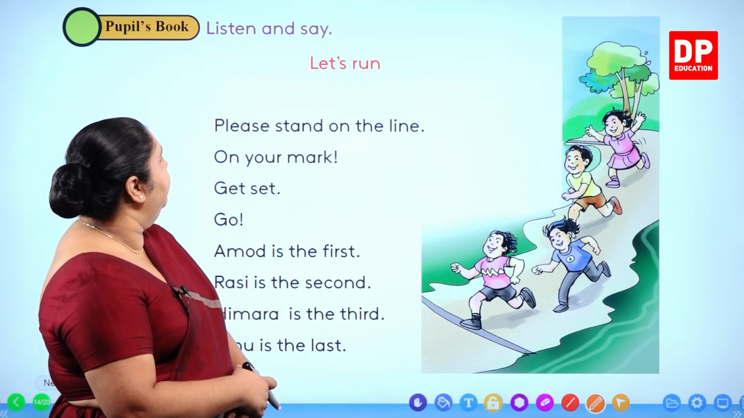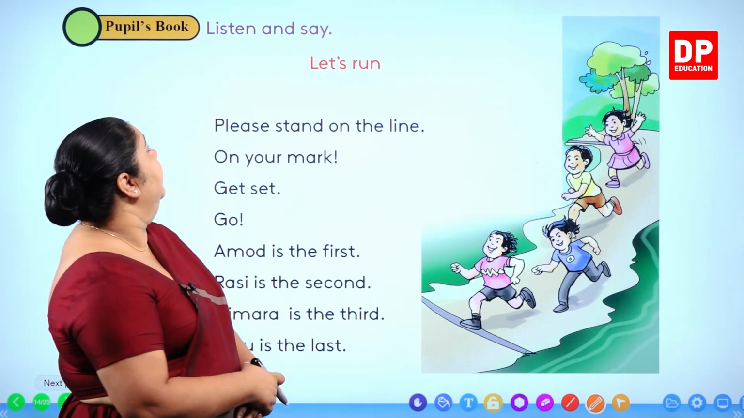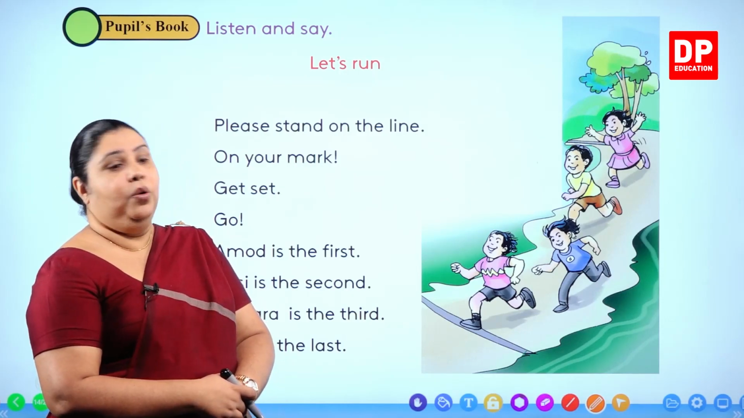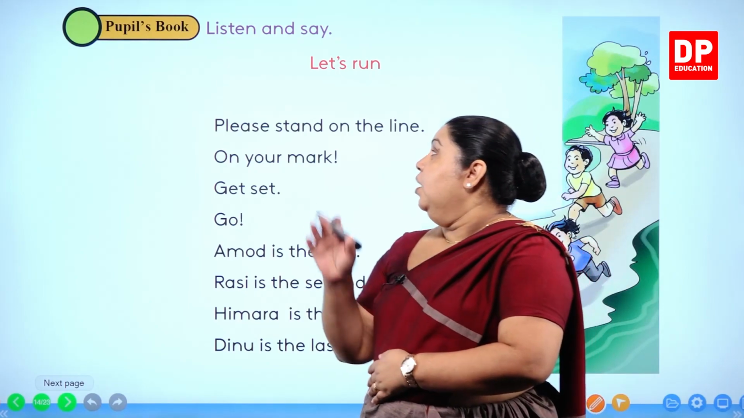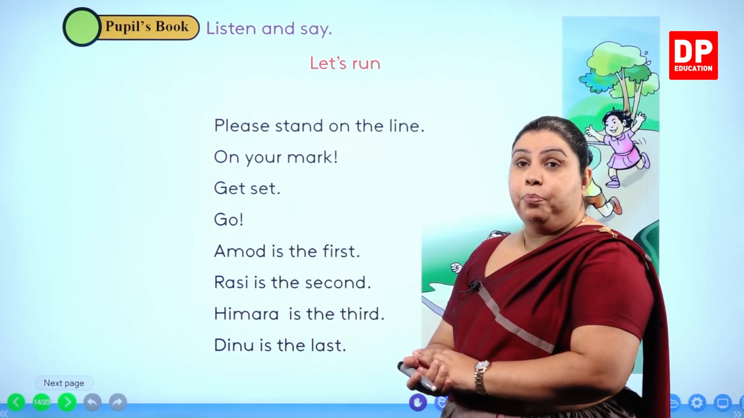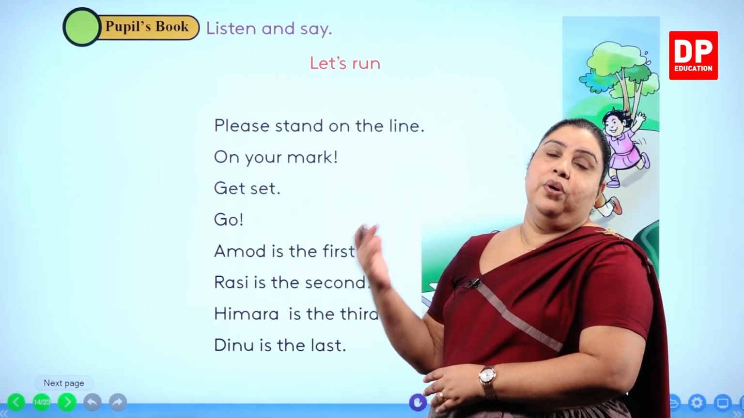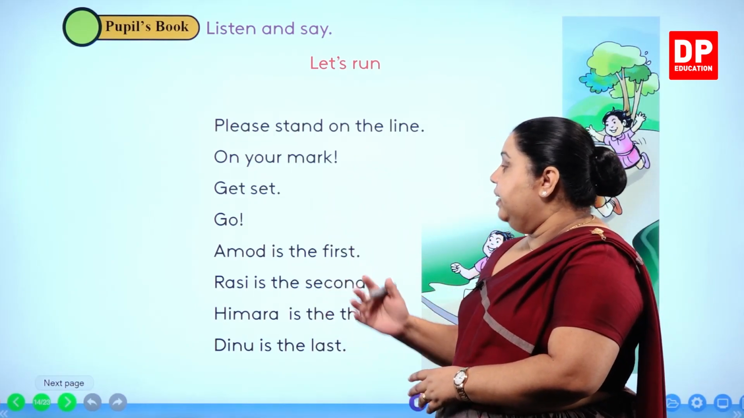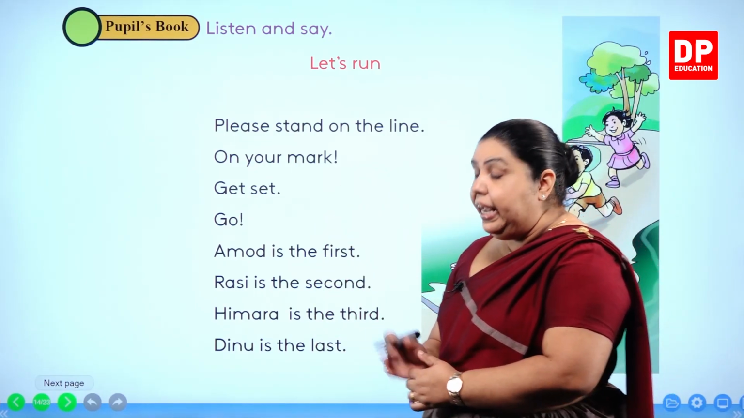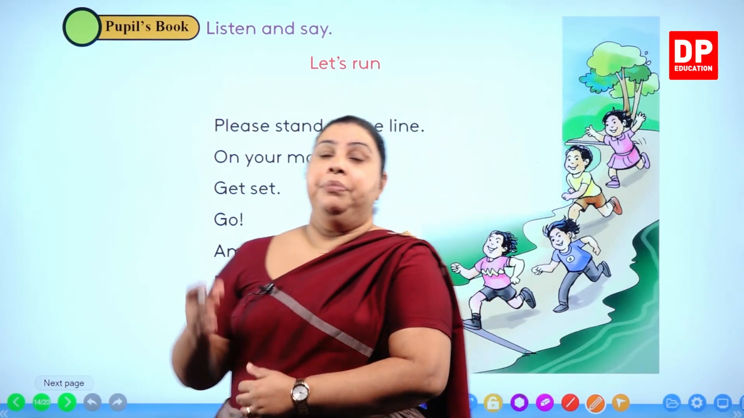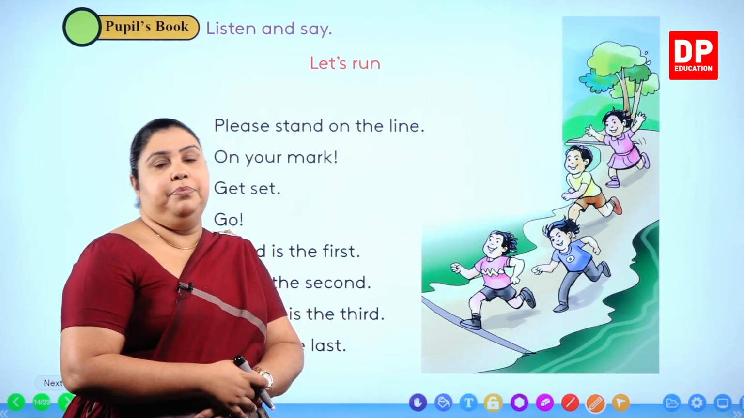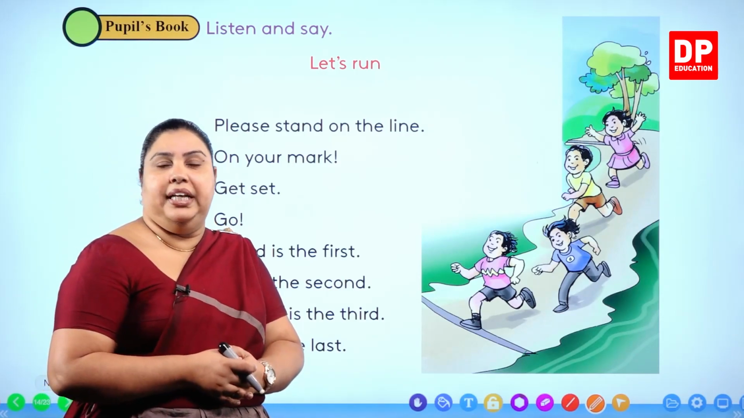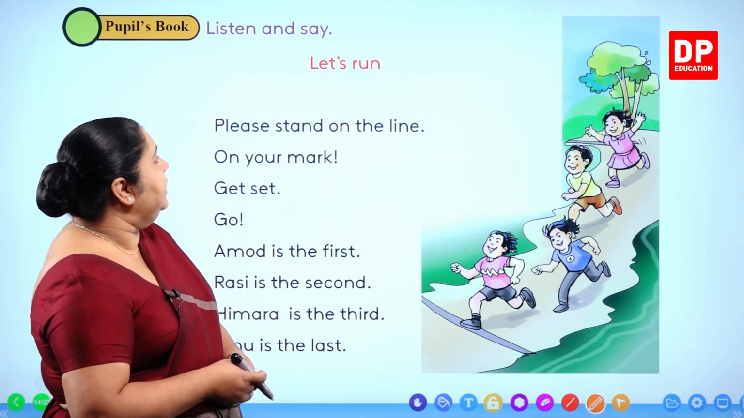Let's see what we have to read here. Listen and say. Now you have to listen to the teacher and then you have to say after you listen properly, you have to read. I always tell you, you must read and try to understand what we have in our pupils book. Because now this is related to what we learnt before. The numbers, the counting. Okay? Right. Let's run.